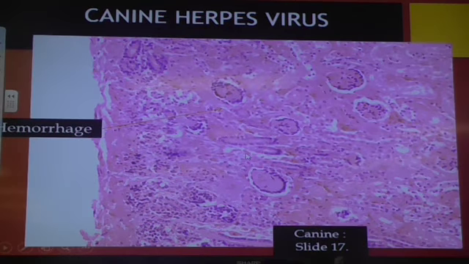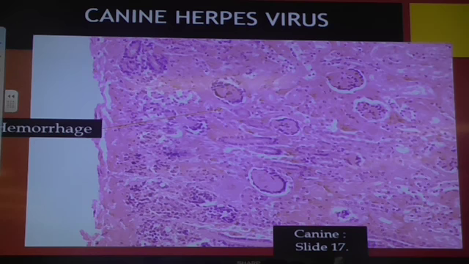This is an H&E section showing you the multifocal areas of hemorrhage and the necrosis. I still see these pink faded areas are associated with necrosis, but again, my key for you to remember is those are the two things lesion-wise you see, hemorrhage and necrosis in herpes.